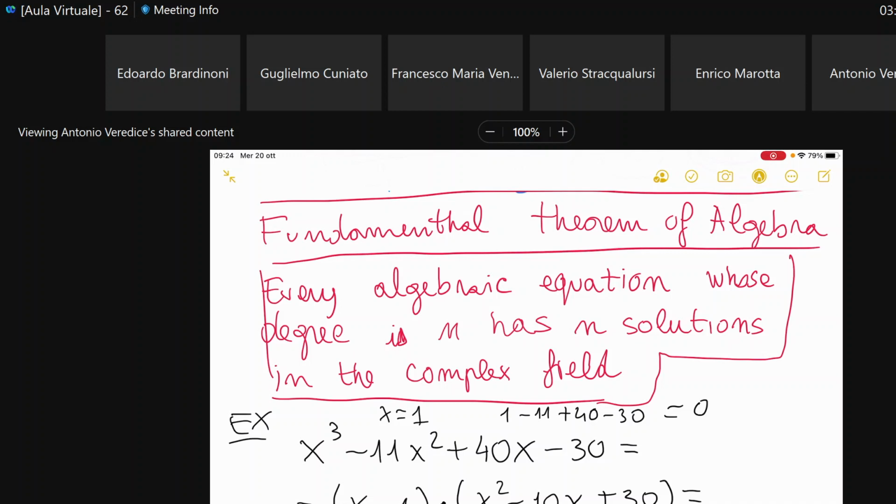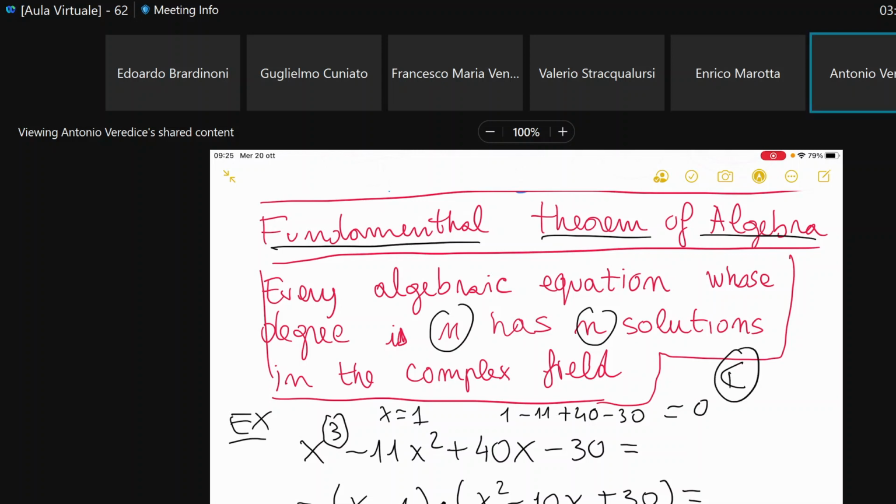So in R, you can say that this third degree equation has only one solution, okay? So the fundamental theorem of algebra doesn't hold in the set of real numbers. It's not true that every algebraic equation whose degree is n has n solutions. In this case, this equation has degree 3 and has just one solution in R. But the fundamental theorem of algebra holds in C, in the set of complex numbers. So if we are working in C, we can go on at this point, okay?